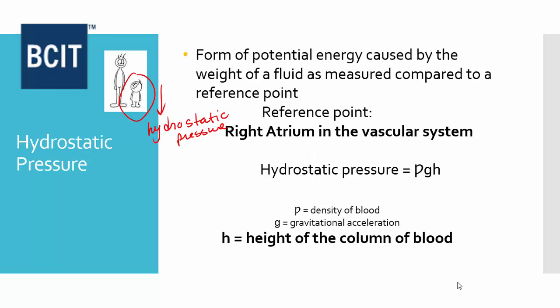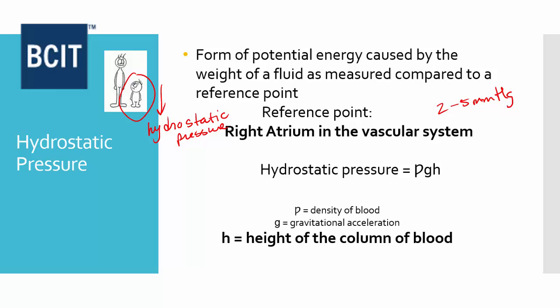Hydrostatic pressure. It's a form of potential energy caused by the weight of a fluid as measured compared to a reference point. So the reference point in the human body is the right atrium. All blood is moving back to the right atrium, and the right atrium has the lowest pressure, 2 to 5 millimeters of mercury. So the lowest pressure in our body is at the right atrium within our circulatory system.